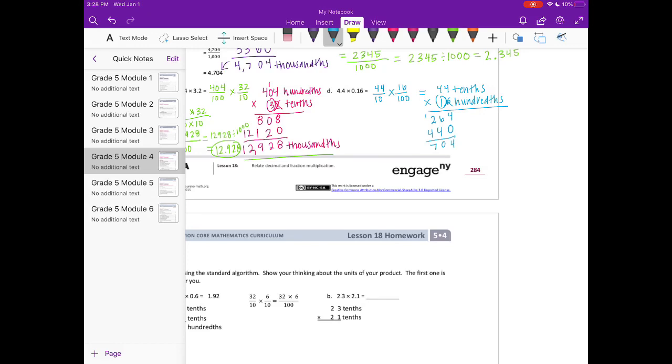I get 704, and we have tenths times hundredths. So 10 times 100 is thousandths. And if I write it out over here, we have 44 times 16 over 10 times 100, which would be equal to 704 thousandths. And 704 divided by 1,000 is equal to 704 thousandths.